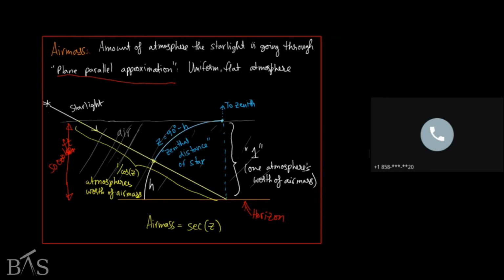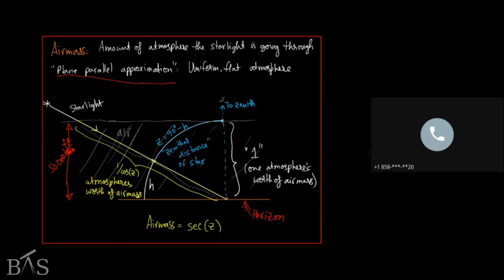Then what happens is if you're looking straight up at the zenith, then the starlight is going through one of these atmospheres, okay, one atmosphere length. Whereas if you're looking at, let's say, 45 degrees here, then you're looking at not just one atmosphere length, you're looking at more than one atmosphere length. It's this length that you're looking at, the one that I've shaded in yellow, right? That's the amount of atmosphere that the starlight has gone through.